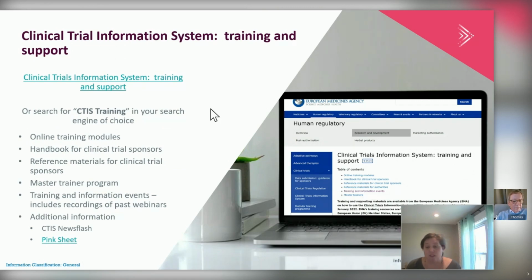One of the other things, if you are a subscriber to Pink Sheet, the Pink Sheet folks keep on top of this information very well and will keep you informed as well as things change.